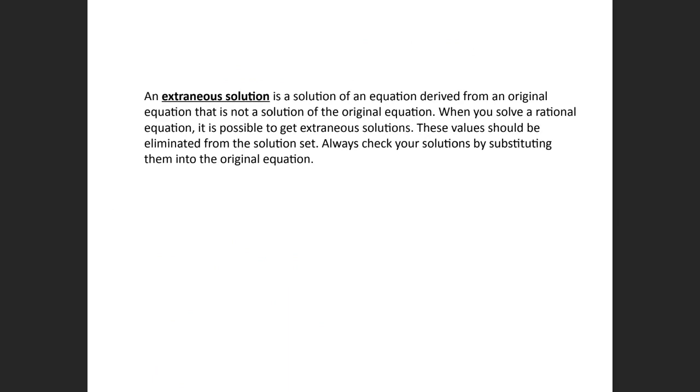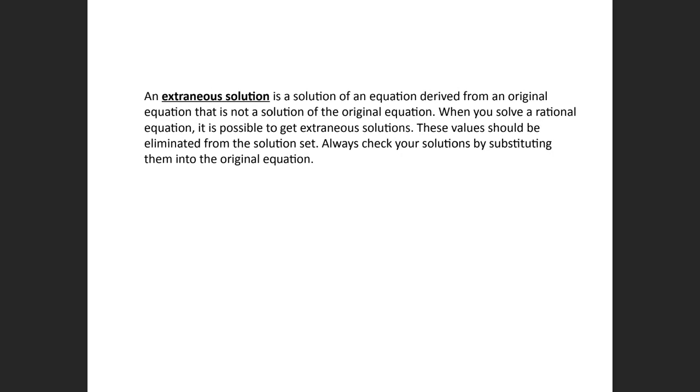Now, there's something called an extraneous solution also. An extraneous solution is a solution of the equation derived from the original equation. So when you solve it, you get all these equations. Sometimes there's an extraneous one. What does that mean? It means it doesn't work. It means it would make the equation undefined.